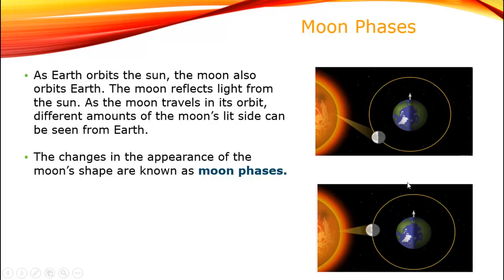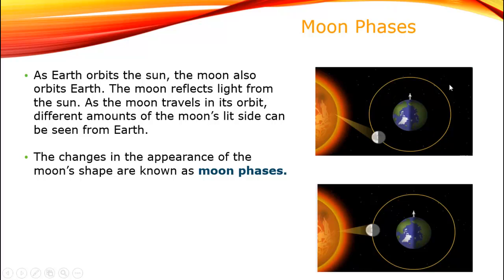As Earth orbits or revolves around the sun, the moon also revolves around the Earth. The moon reflects the light from the sun. As the moon travels in its orbit, different amounts of the moon-lit side can be seen from Earth. The change in the appearance of the moon's shape is known as moon phases.